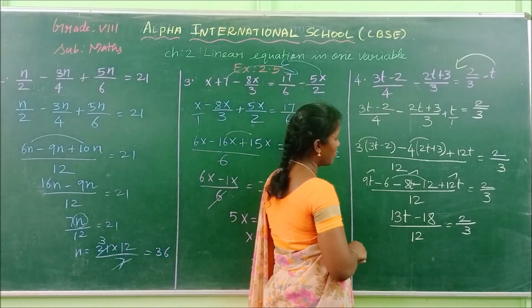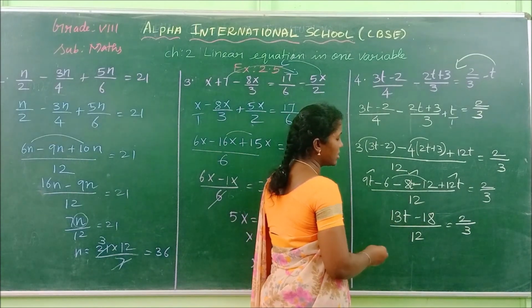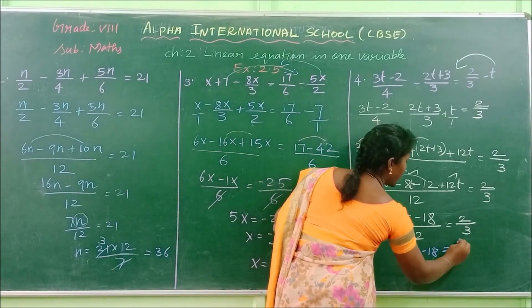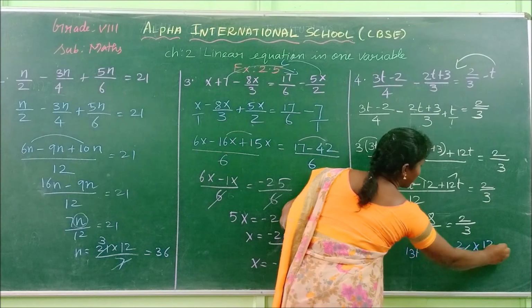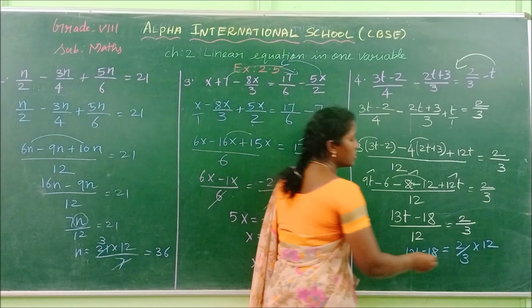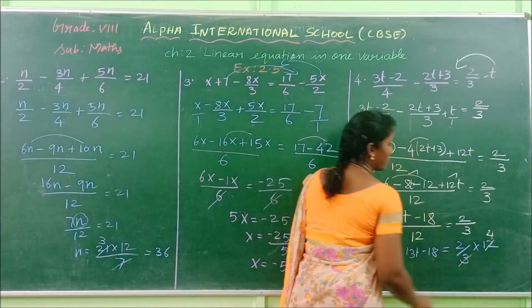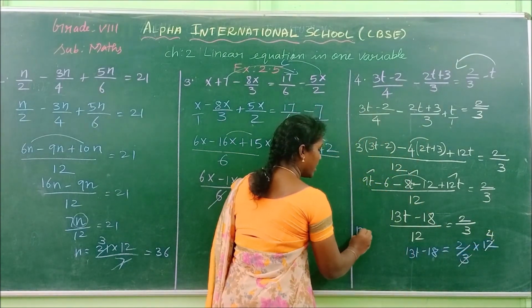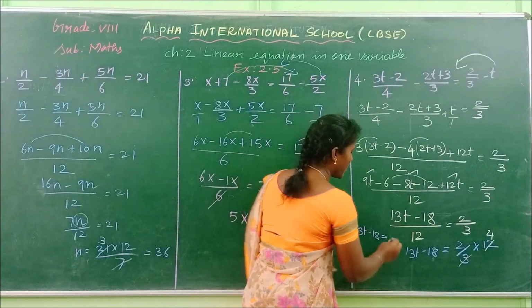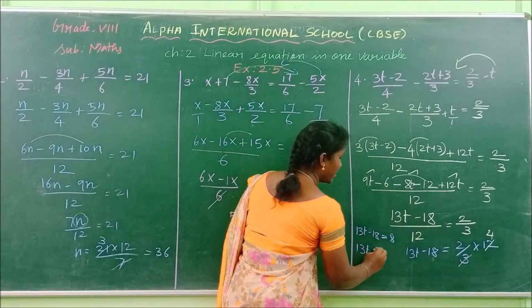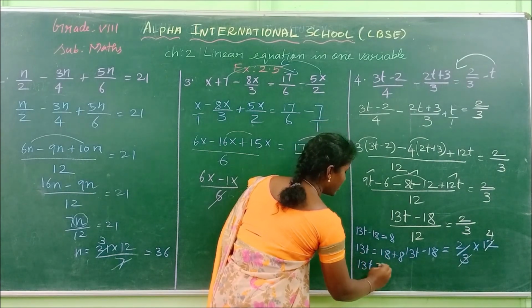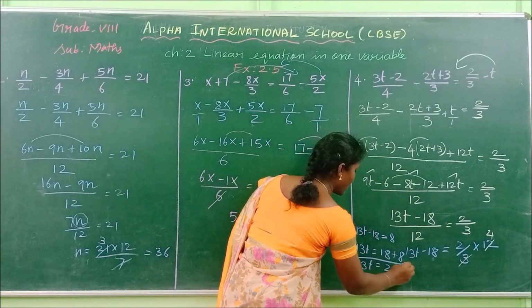Okay. Now see what we have to do. Take the numbers, isn't it? So 13t minus 18 is equal to 2 by 3 into 12 because 12 is here under division. If it goes to the left side, it is under multiplication. So cancel this 3. So what we got finally, 13t minus 18 is equal to 4 into 2, that is 8. So 13t is equal to 18 plus 8. So 13t is equal to 26.